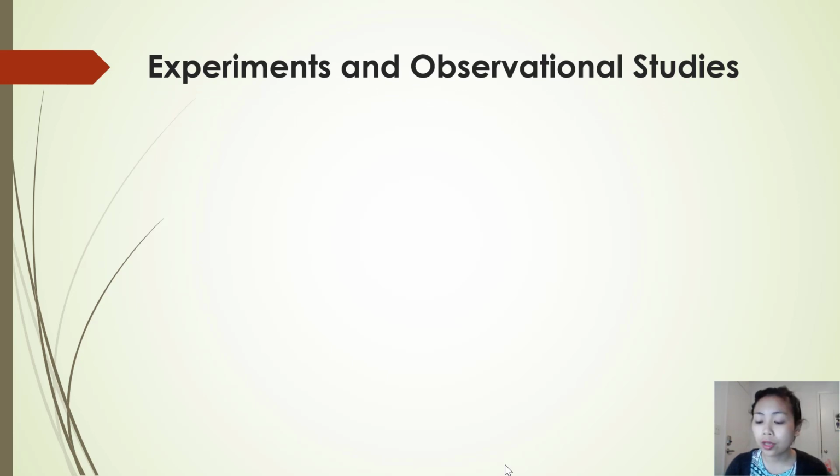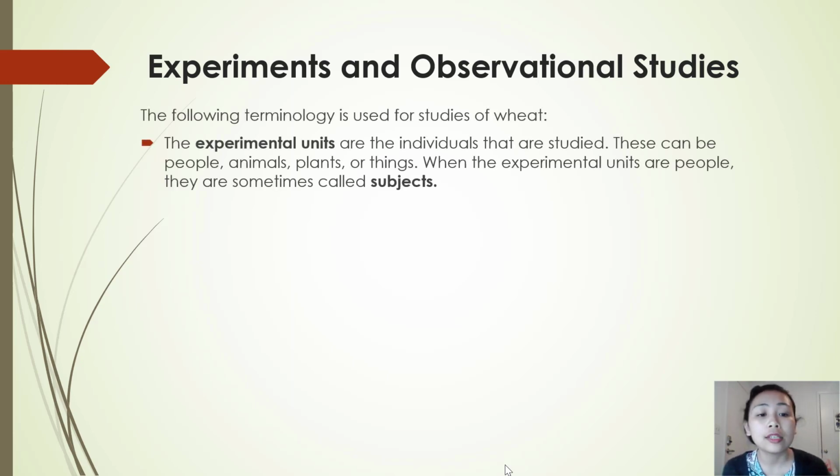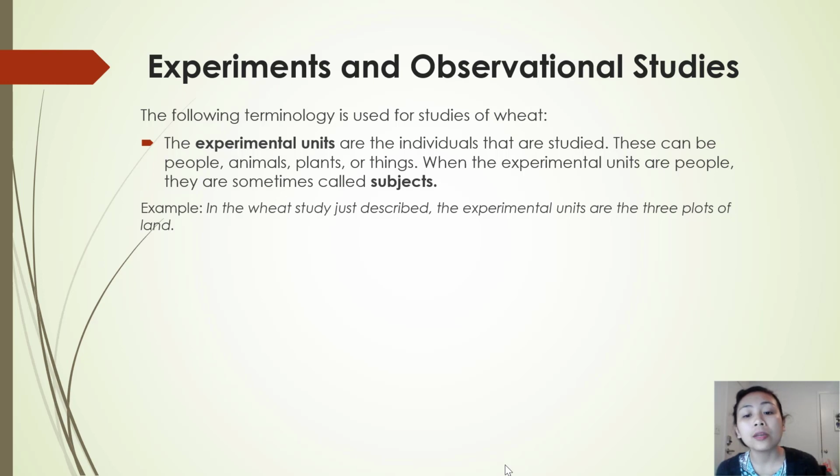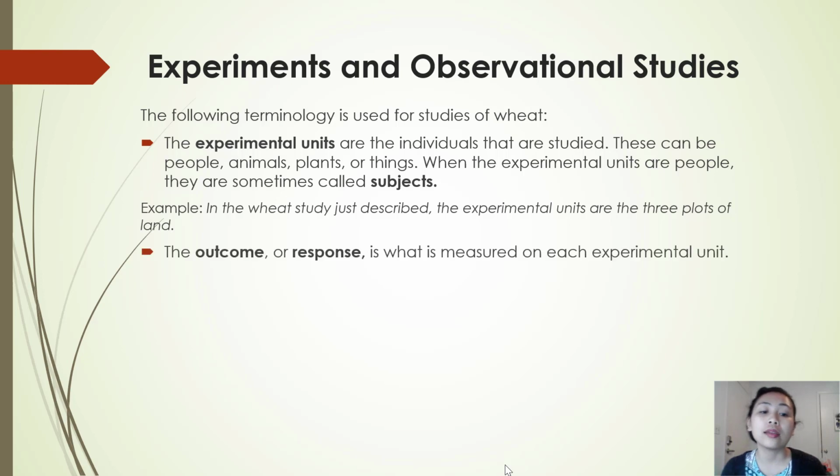Here is some terminology that we need to know in order to understand the difference between experiments and observational studies. First, the experimental units are the individuals that are studied. These can be people, animals, plants, or things. When the experimental units are people, they are sometimes called subjects. For example, in the wheat study, the experimental units are the three plots of land. The outcome or response is what is measured on each experimental unit.